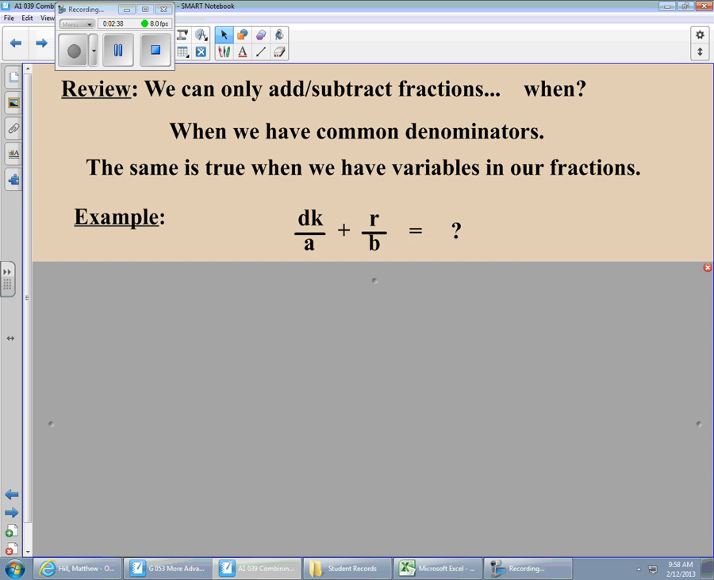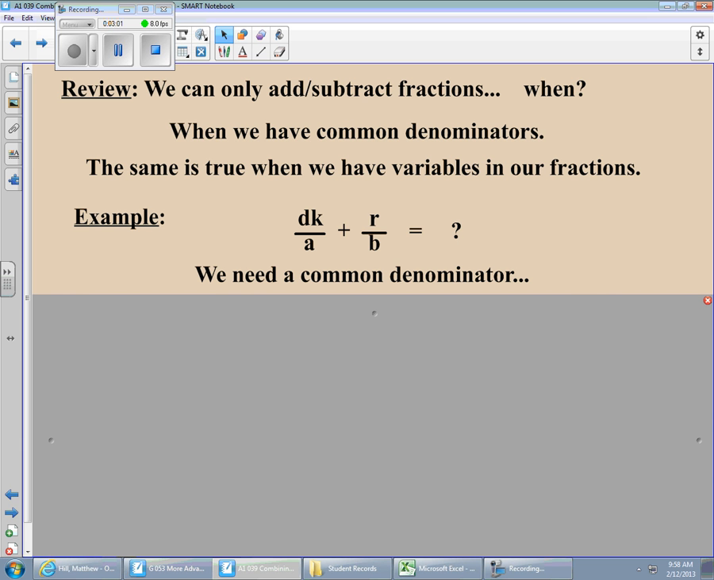Okay, so let's take a look at a problem. Here we have a rational expression, 1 fraction being added to another fraction. In order for us to be able to finish this problem off, we are going to need to figure out what the common denominators will be.